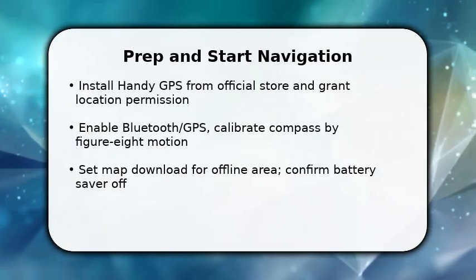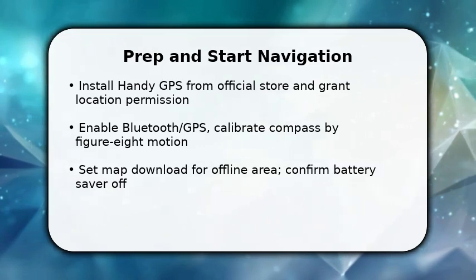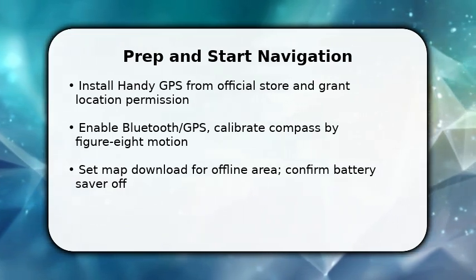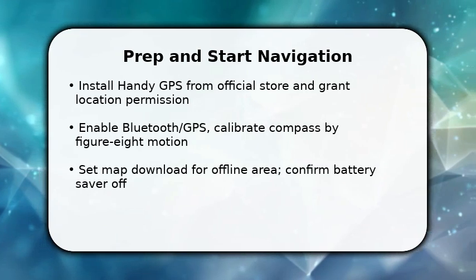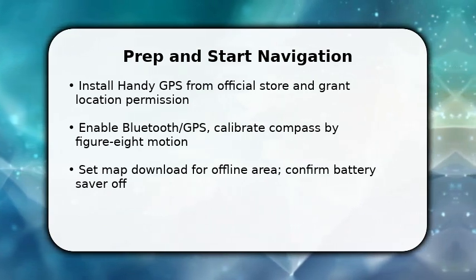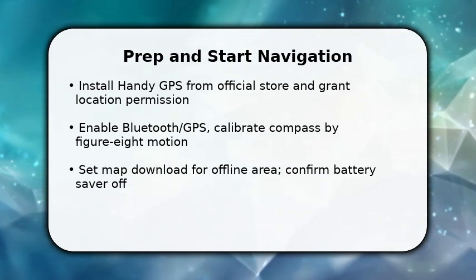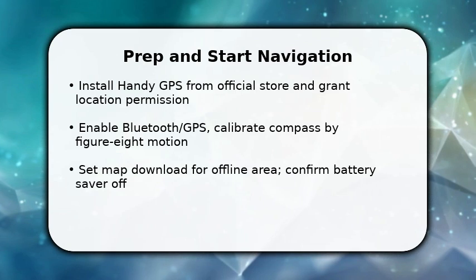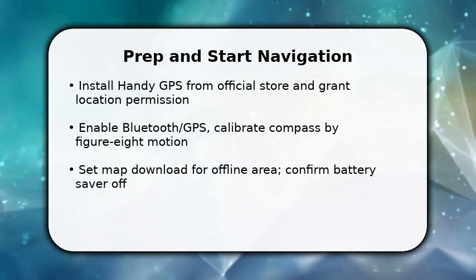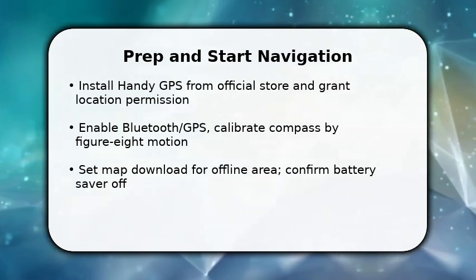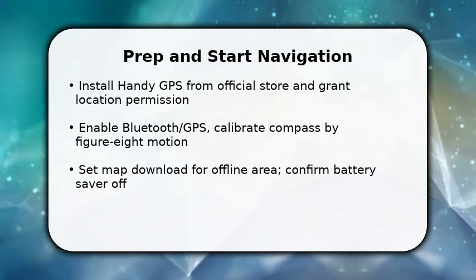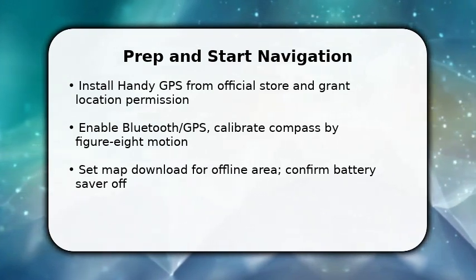You begin by confirming prerequisites: charged phone, location and storage permissions, and offline map area downloaded. Open Handy GPS and allow location access. Once done, calibrate the compass with a figure-8 motion so readings are accurate. Next, choose your map layer and set desired units, meters or feet, because correct units prevent distance errors.